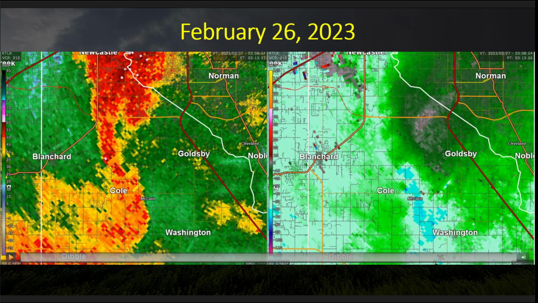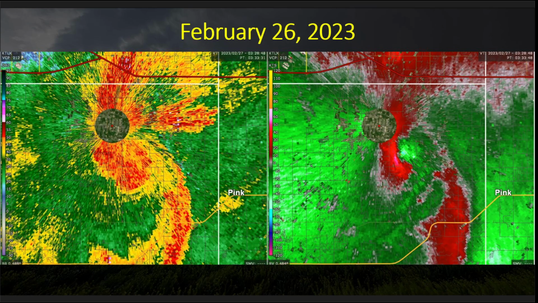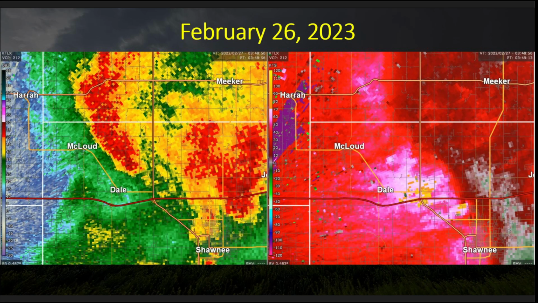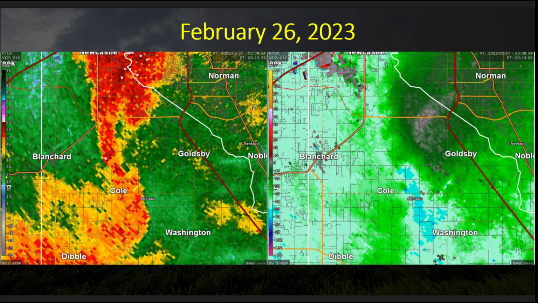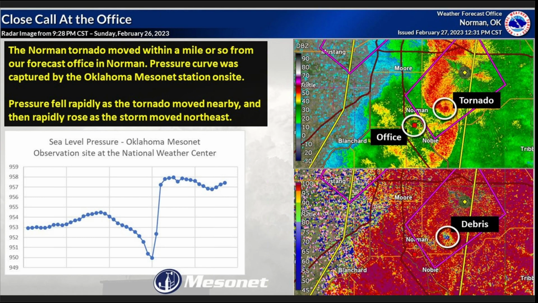Here's a close-up view. This moved through Norman and got very close to our office building. As a matter of fact, people at our office actually heard their ears pop. It moved within a mile or so from our forecast office in Norman, and we actually measured a pressure drop captured by the Oklahoma Mesonet station located near our building.